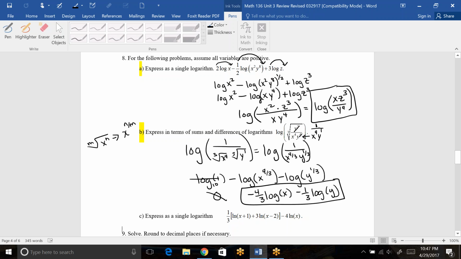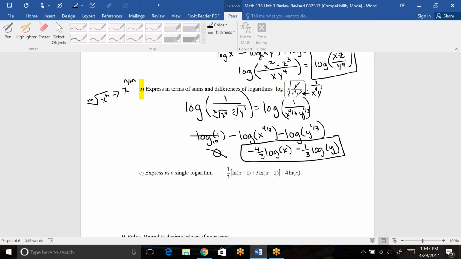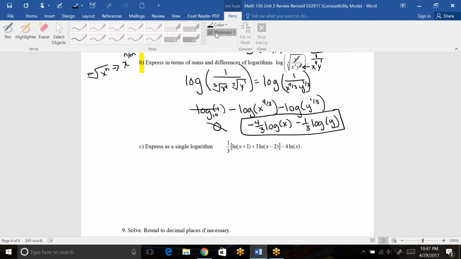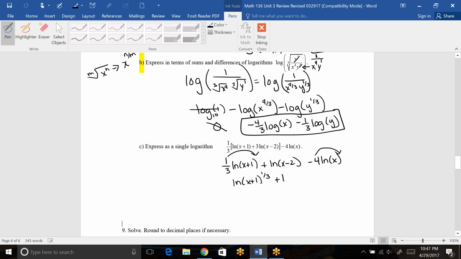C should be a little bit easier because we're putting the logs together again. So let's look at this one. I do see a 1/3 that I'm going to distribute first. So that would be 1/3 natural log of x plus 1. And 1/3 of 3 would just be 1. The bracket ends, so this last part just comes down. We put our powers back up. So that would be the 1/3 and the 4. Everything else just comes around.